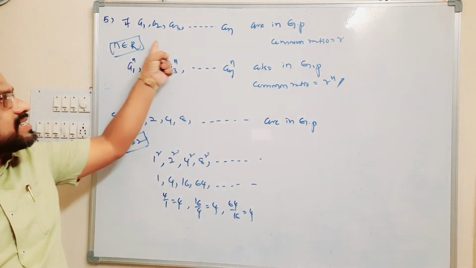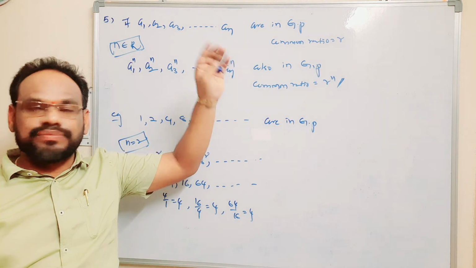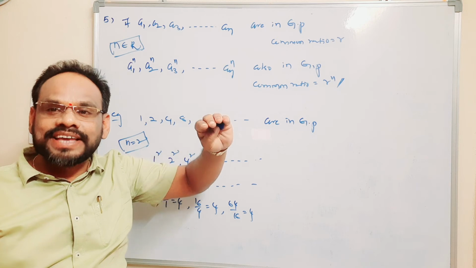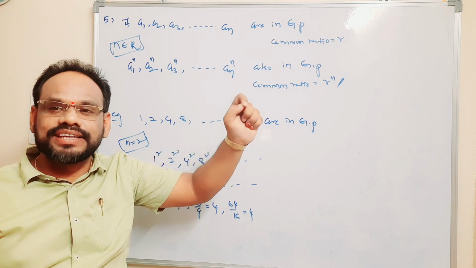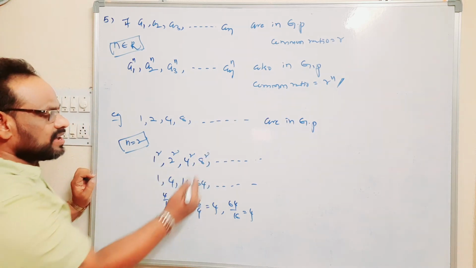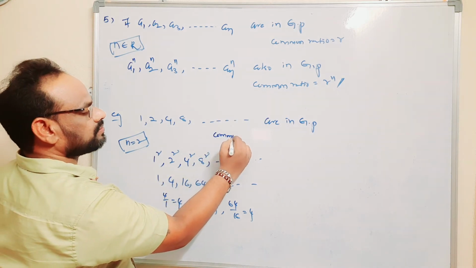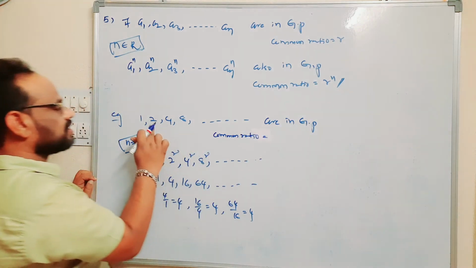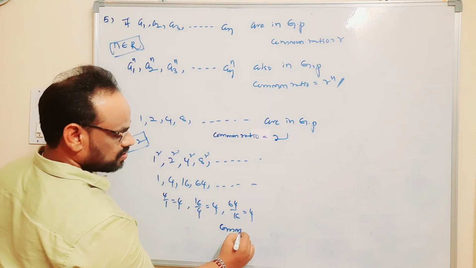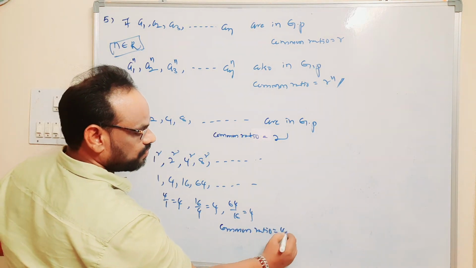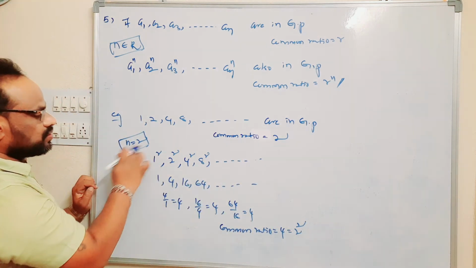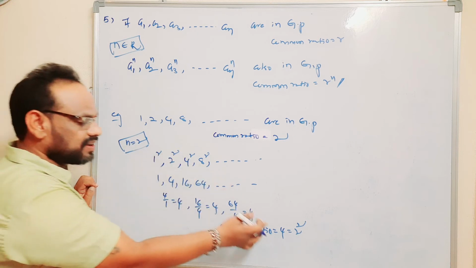That means if each term of the geometric progression be raised to the same power, then the resulting sequence also forms a geometric progression. Observe here common ratio, 2 by 1 is nothing but 2. Here common ratio is 4, which is nothing but 2 square. That is 2 power n, which is nothing but 2 square. If you take n is equal to 3, we will get 2 cube.